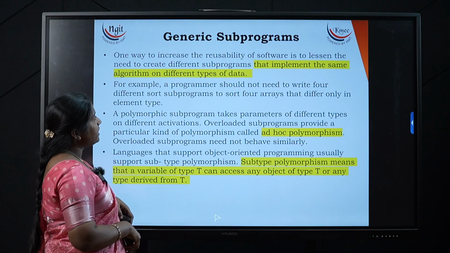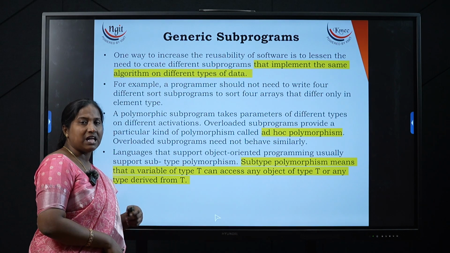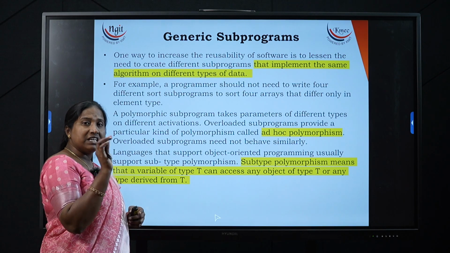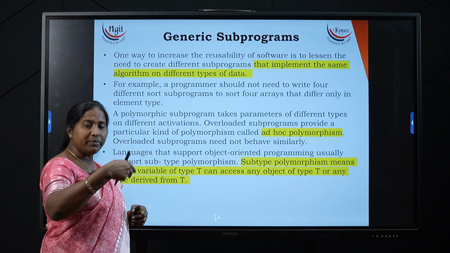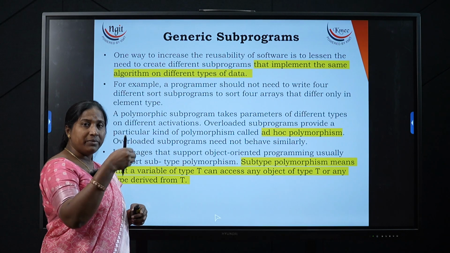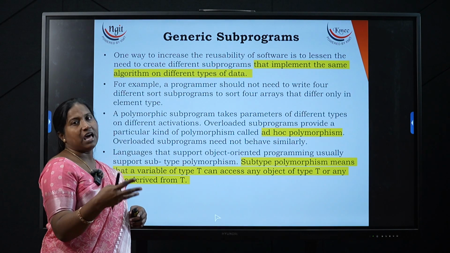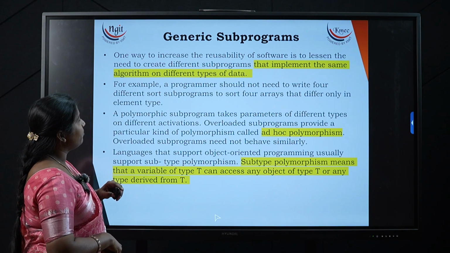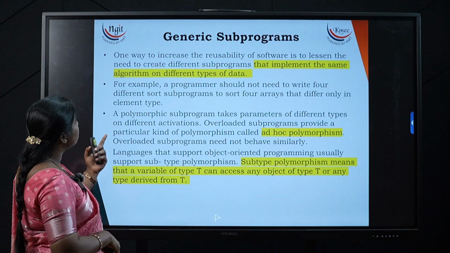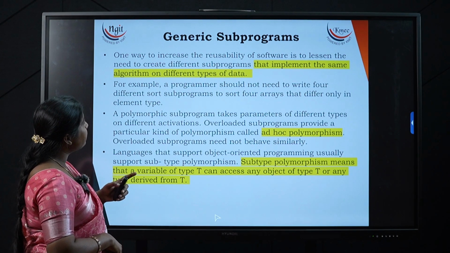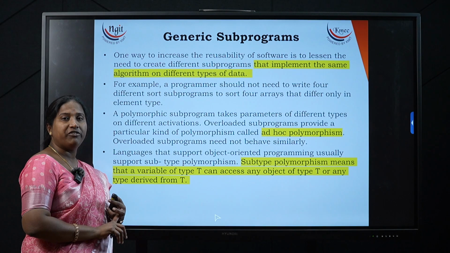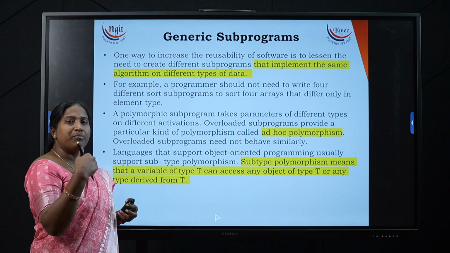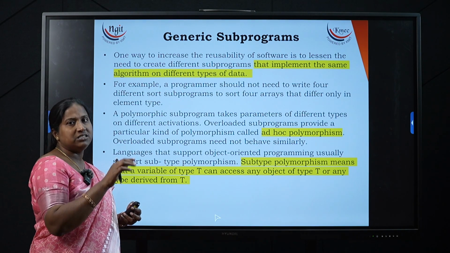Now let's see generic subprograms. The name itself says that we will be writing a general form of a subprogram, and this general form can be manipulated or given different scenarios. One way to increase the reusability of software is to lessen the need to create different subprograms that implement the same algorithms on different types of data. We'll have the same general form and we'll keep on modifying the data on that general form.